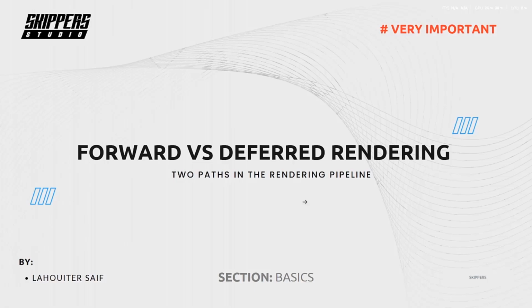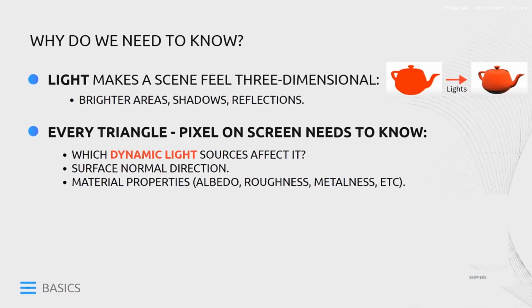Hello! Today we'll talk about forward and deferred rendering, or let's say shading. These are methods used to render objects in the world in any 3D software. So you'll find forward and deferred rendering in any software, not just for games.